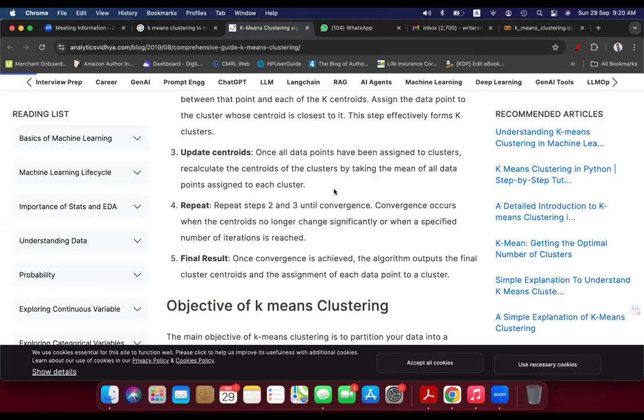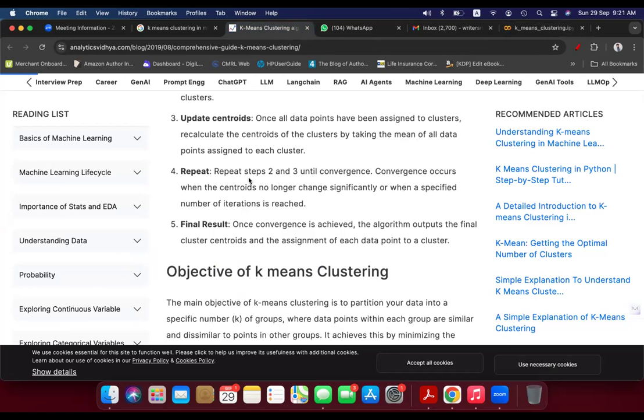This is the simplest technique, but it is a really effective technique. And repeat steps 2 and 3 until convergence. Convergence occurs when the centroids no longer change significantly, or when a specified number of iterations is reached. So the final result: once convergence is achieved, the algorithm outputs the final cluster centroids and the assignment of each data point to a cluster. This is very simple and effective. This is how K means and the centroid point work together, right?